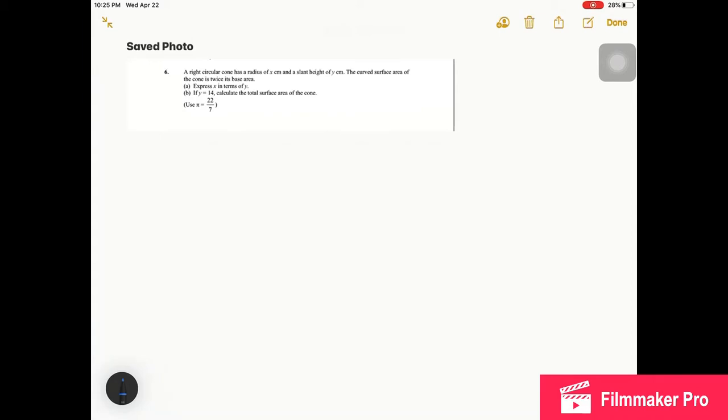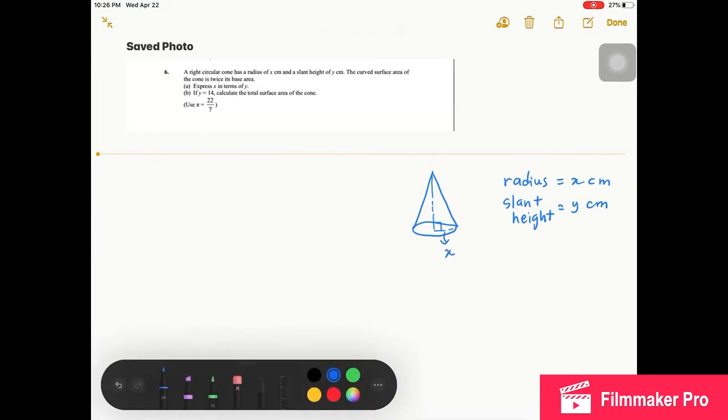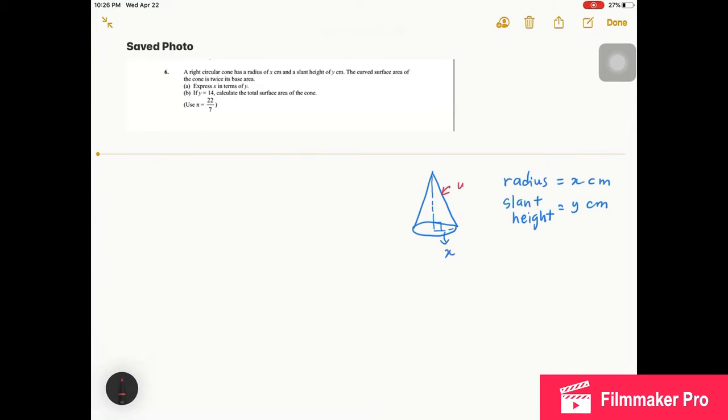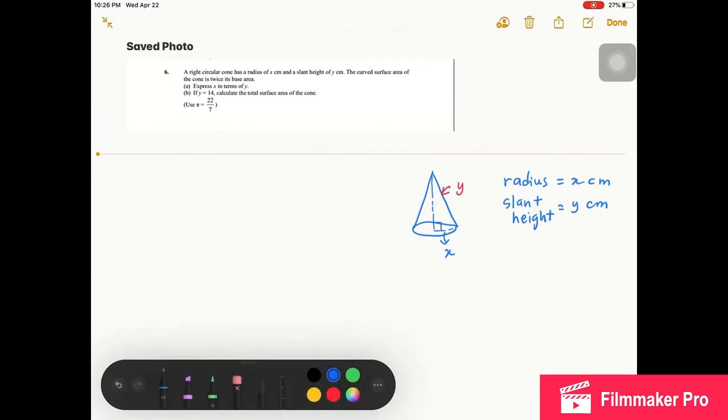First thing first, if you don't know how to do this, you have to imagine that this is a right circular cone. What does it mean by right circular cone? It means something like this, meaning that it has a 90-degree angle here. So the question said that the radius is x cm, and the slant height is equal to y cm. So this is x and this will be y.